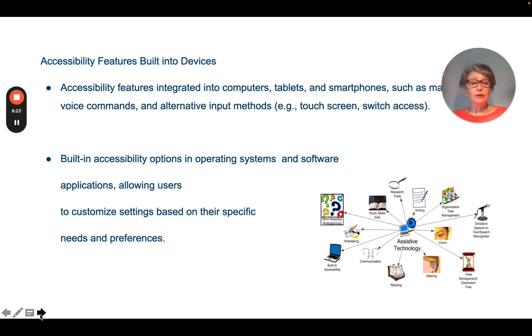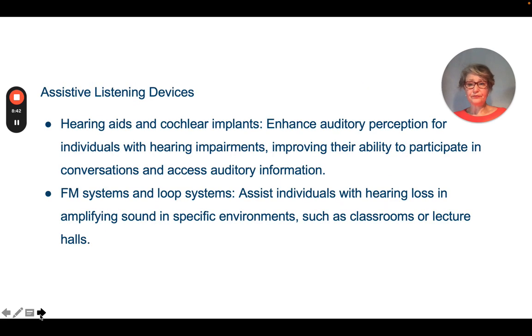Accessibility features integrated into computers, tablets, and smartphones are several, and they are very useful. These are built-in accessibility options in operating systems and software applications, allowing users to customize settings based on their specific needs and preferences. Assistive listening devices, hearing aids and cochlear implants, FM systems and loop systems assist individuals with hearing loss in amplifying sound in specific environments, such as classrooms or lecture halls.